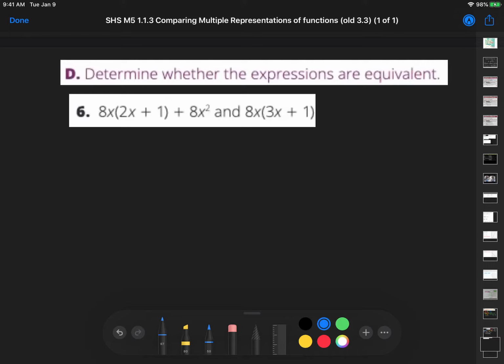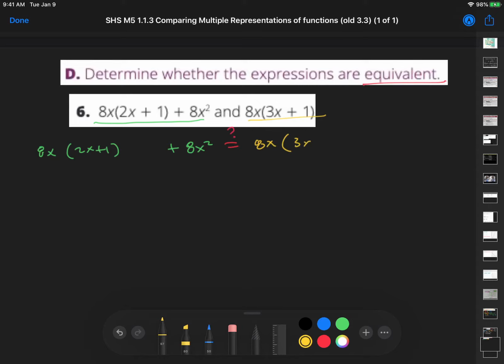All right, D6. Determine whether the expressions are equivalent. Let's work on this left side over here. Rewrite it, so I have plenty of space. And again, we're trying to figure out if they are equivalent. It's a question.